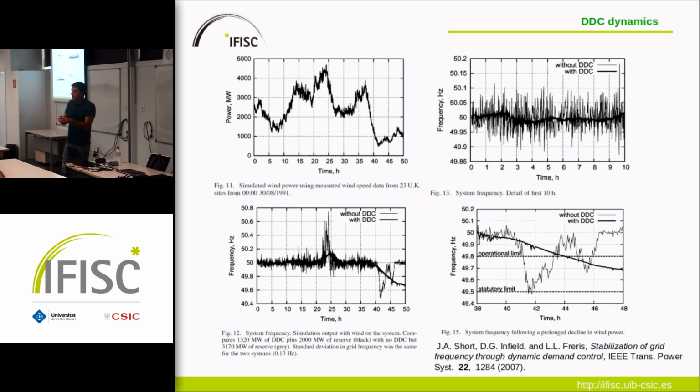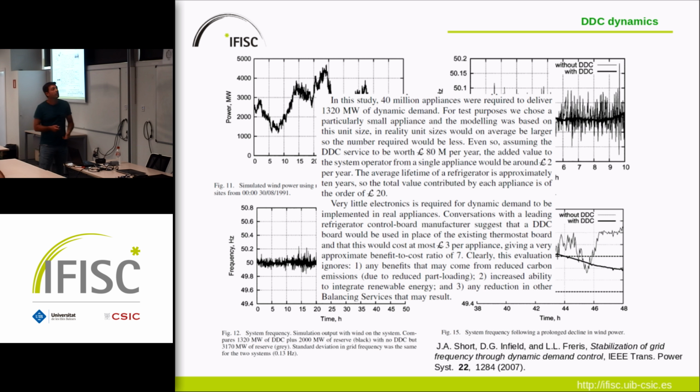So essentially, millions of devices collectively act as a reserve power. You do not need to put in these reserve machines because the fridges are doing that to a certain extent. An estimation is that 40 million fridges are worth 80 million pounds per year in what it would cost to have a machine to do that. So you save money. It's 2 pounds per fridge per year, so you as a user don't save a lot. But the system globally saves resources quite a lot. So that's the idea behind dynamic demand control.